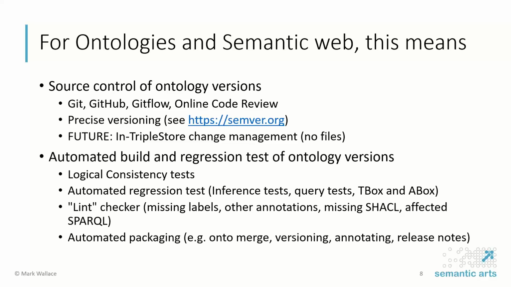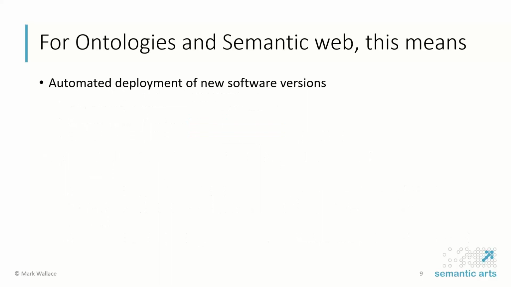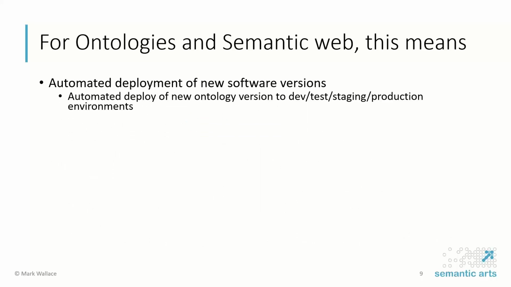Automating release note generation off of, say, GitHub commits is another idea that you might do. Okay, so that was the automated packaging. What about deployment? Automating the deployment of new ontology versions through a dev, test, staging, and production environment, just like software, is something that SemOps would cover.